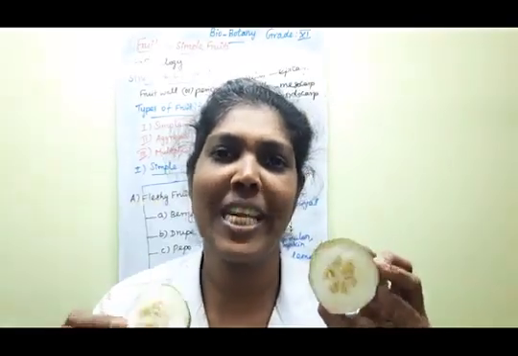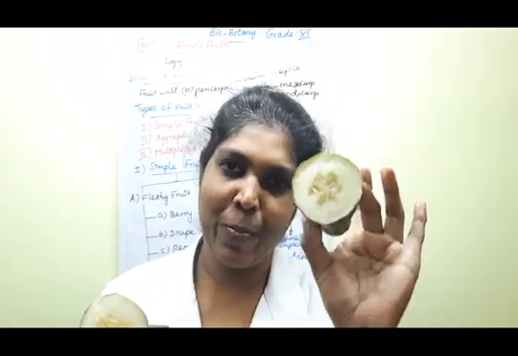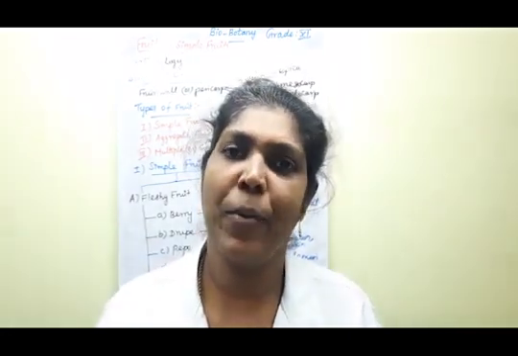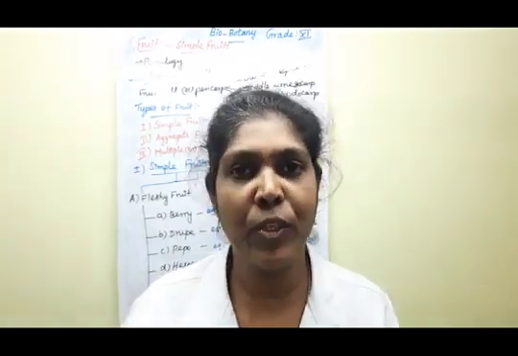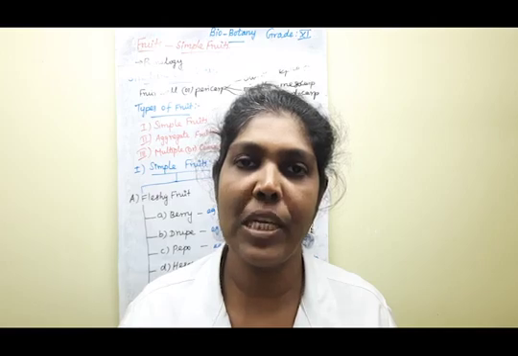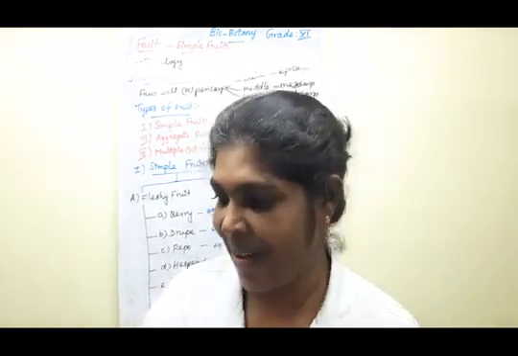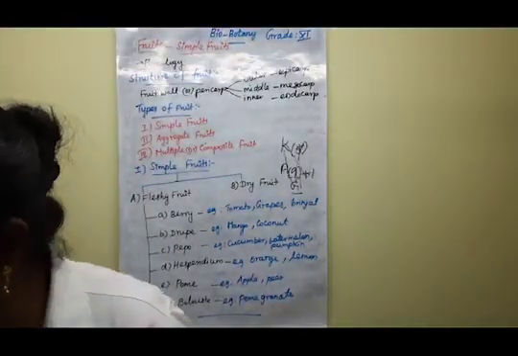Can you say some examples of the pepo type of fruit? Very good. Cucumber, pumpkin, watermelon, isn't it? Bottle gourd. These plant specimens, the fruits, are examples of the pepo type. Clear? Say yes or no? Yes. Good. Very good.